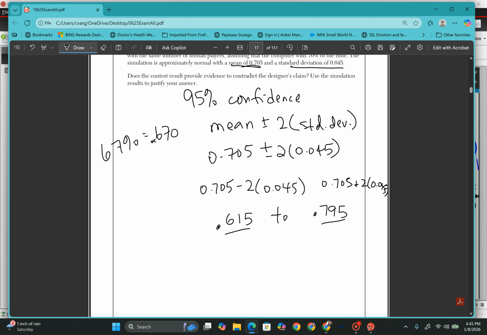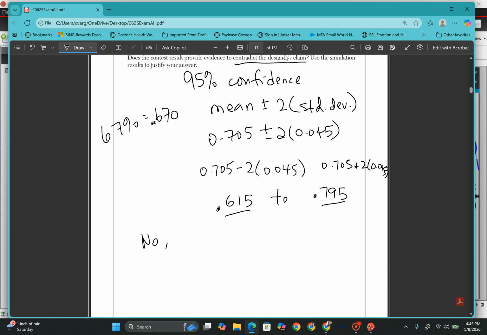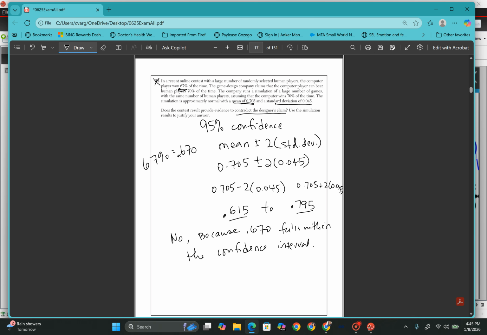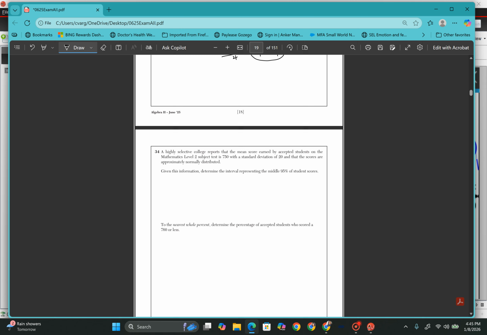So we can say, does the contest result provide evidence to contradict the designer's claim? And the answer to this is no. And the reason why is because 0.670 falls within the confidence interval. And like I said, if you get this, great, right? Whenever you see 95% confidence interval, this is the formula that you need to memorize. If you don't understand it, no big deal. We will learn it later.